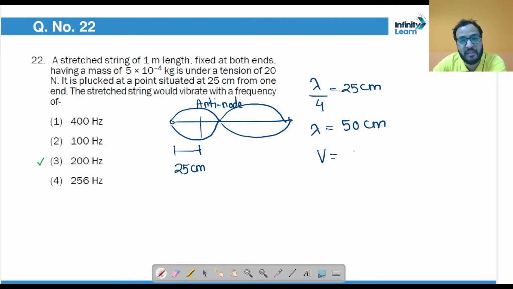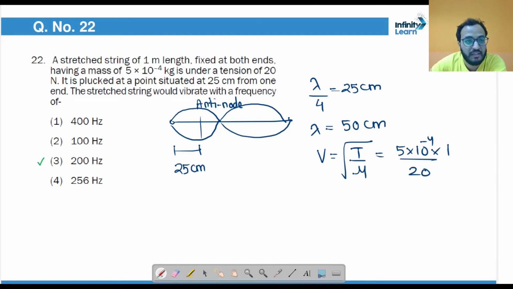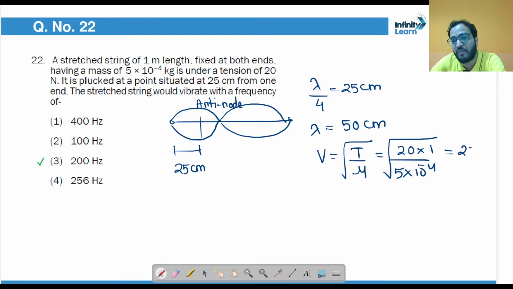Now what they want is the speed. So speed will be root of T by mu. Tension is 20, mass per length is 5 into 10 to the power minus 4 upon 1. So under root 20 upon 5 into 10 to the power minus 4 will be 200. So we know speed is 200 meter per second. Got it?